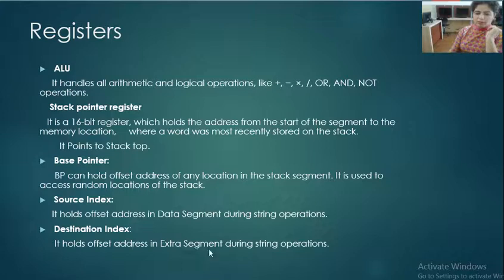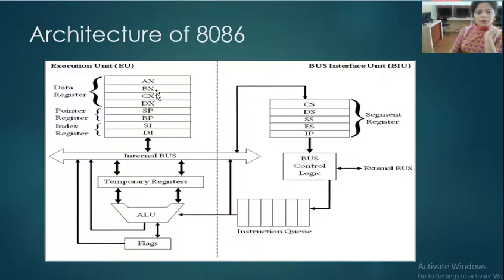Again, when I explain segments, it will be more clear to you. So you just have to remember one thing, that source index deals with data segment, whereas destination index deals with extra segment during the string operations. String operations are the operations that we perform. So you have to remember these two things. So with this, we have completed these registers. First general purpose registers, then special purpose registers.